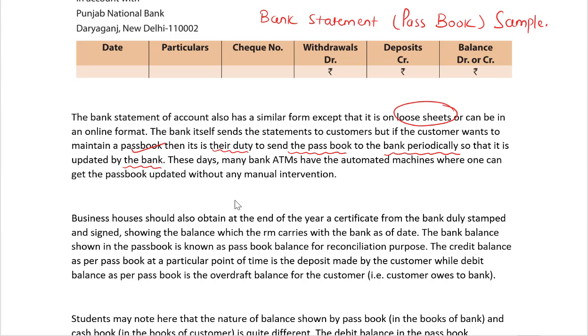So these days, many bank ATMs, automatic teller machines, have automatic passbook printing, and the customer doesn't need to visit the bank and be in a long queue just for printing of the passbook. The passbook can directly be printed through the ATM. State Bank of India has a lot of ATMs in which passbook printing is happening. Other banks also have that facility. There is no problem.